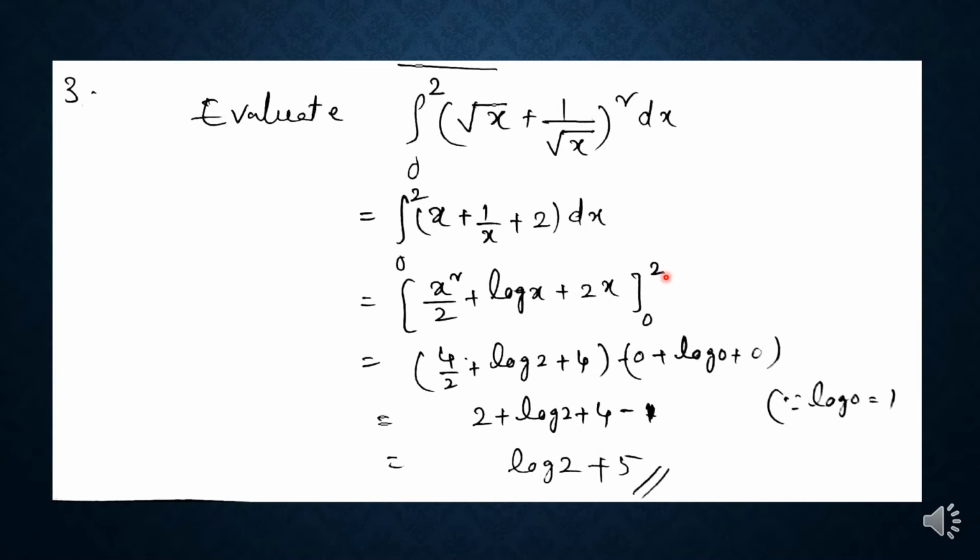Now substitute x is equal to the upper limit 2, that becomes 2 square by 2 means 4 by 2 plus log 2 plus 4, minus, put x is equal to 0, first term becomes 0, then plus log 0 plus 0. What is the value of log 0? That is 1. So 4 by 2 means 2 plus log 2 plus 4 minus 1. That becomes 4 minus 1, 3 plus 2, 5, log 2 plus 5. This is the solution.